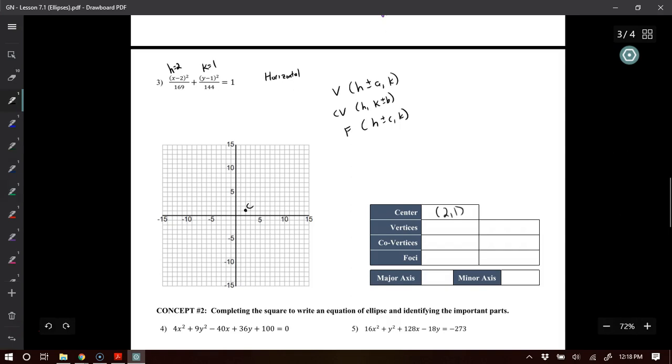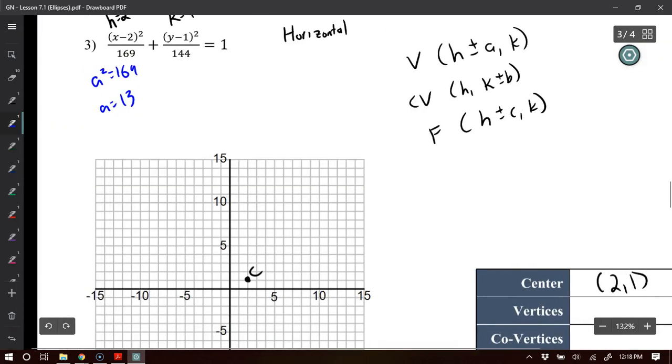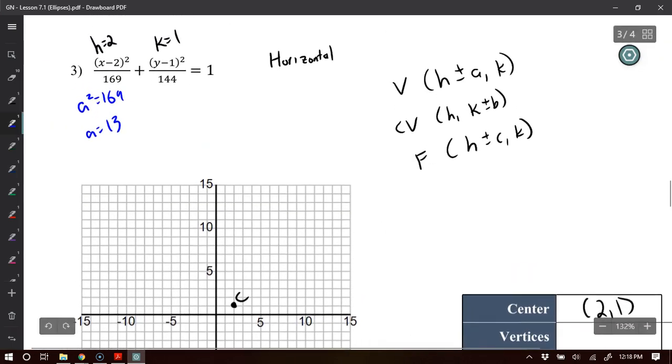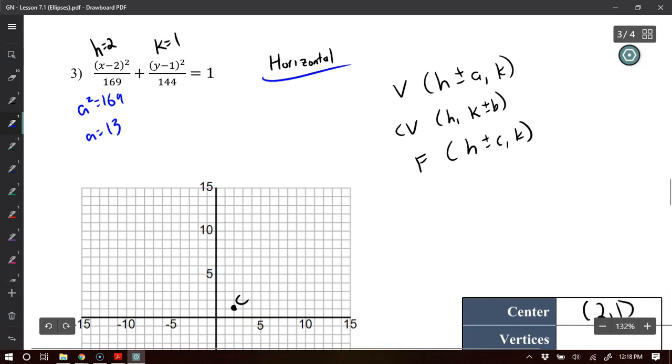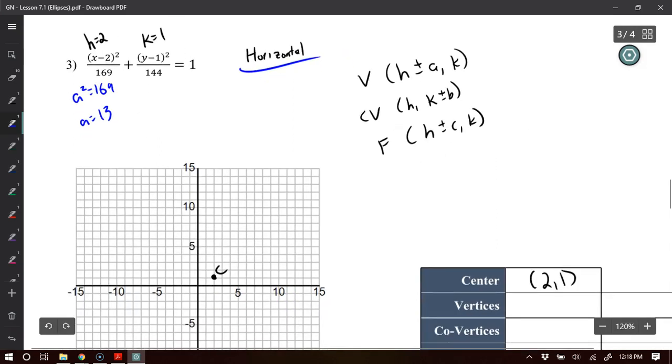Then I find out what's my a squared. In this case, a squared is the larger one, so a squared is 169. So a is 13. So that means the distance from the center to a vertex horizontally, right here, is going to be 13. So if I count 13 to the right of 2, I'd be right here. That'd be a vertex. If I count 13 to the left of 2, I would be right here. And that'd be a vertex.